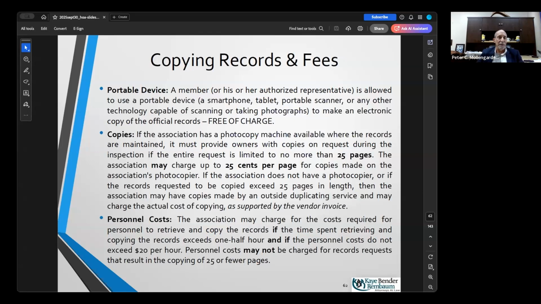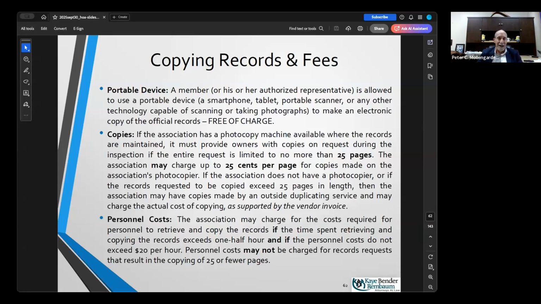If you have a photocopy machine where the records are maintained, the association must provide owners, and again, they're not using their own copy equipment, scanner, or tablet, with copies on request during the inspection if the entire request is not more than 25 pages. You can charge up to 25 cents per page for copies made on the association's equipment.